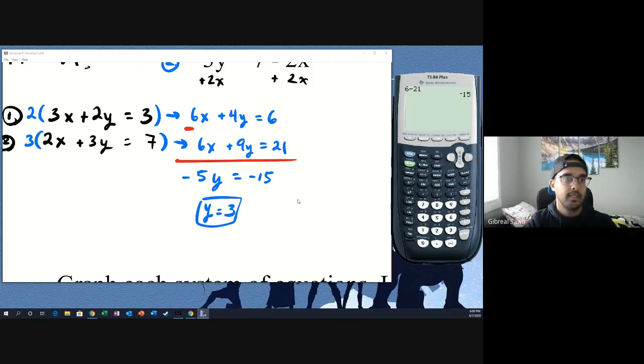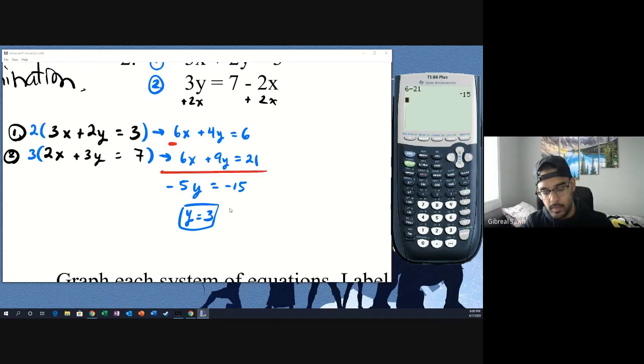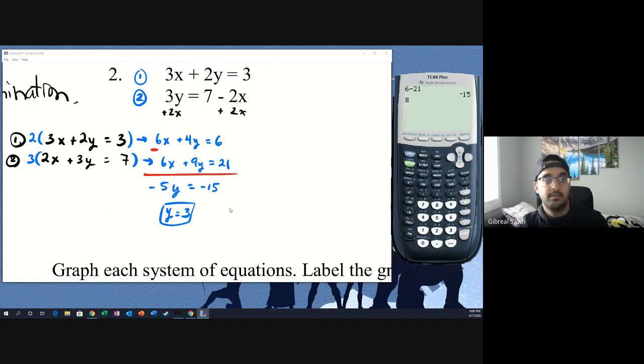Now again, just like substitution, I do have to get the x coordinate as well. You're free to basically follow the same steps as substitution. Take that y value, plug it back into one of your equations. It doesn't matter which one. So we're going to take y, put it into the first one, purely by choice.